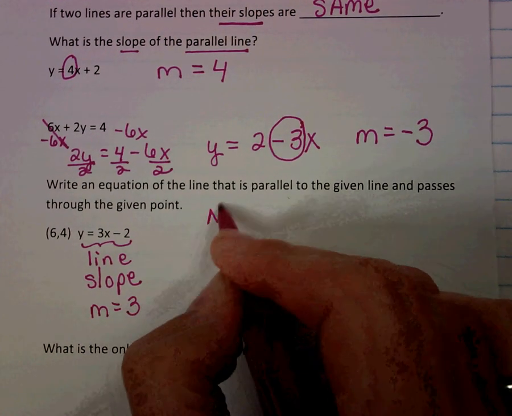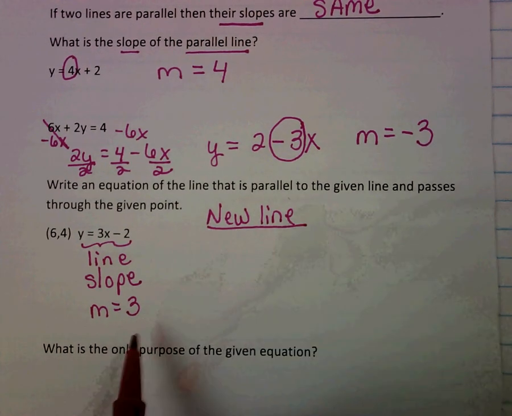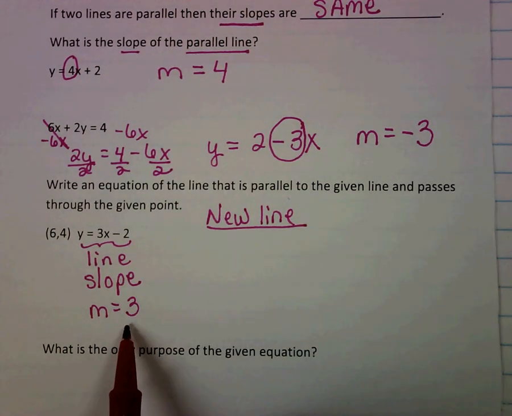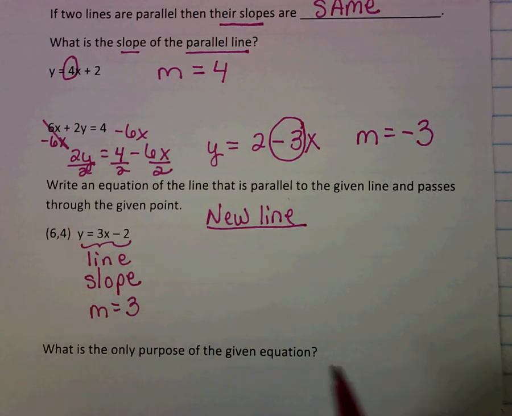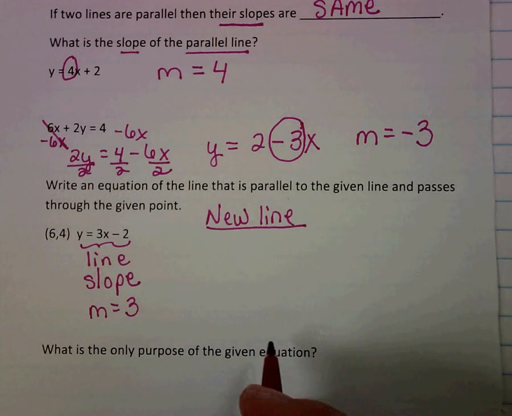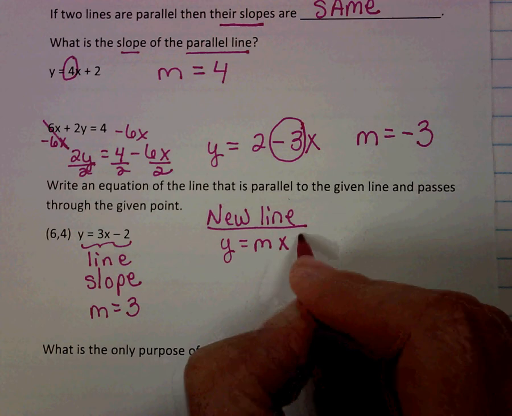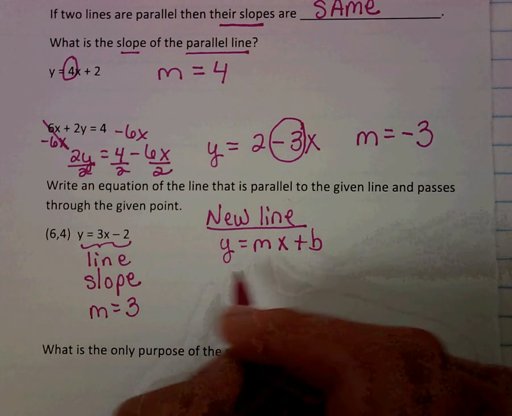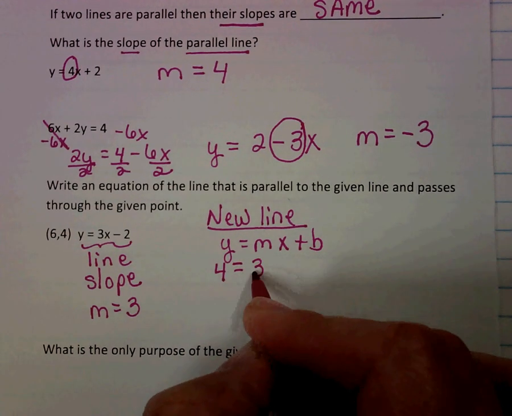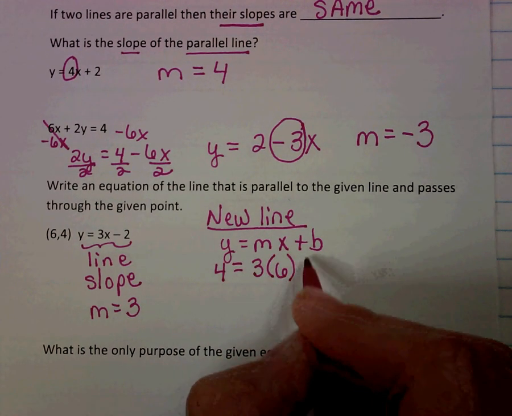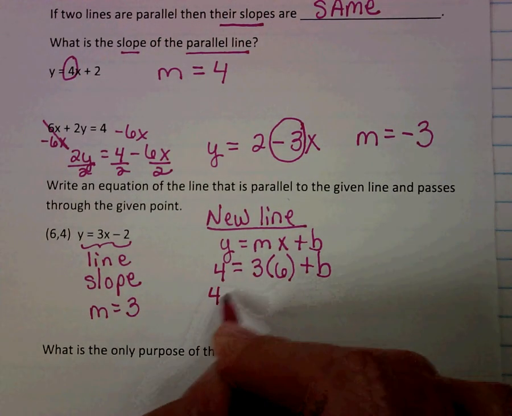And so now we're going to write the equation of our new line. We know the slope is going to be 3 because it's going to be the same, and we know that our new line passes through the point 6, 4. So I'm going to write this in slope-intercept form. I'm going to take y equals mx plus b. I'm going to plug in the point, 4 for y, 3 for the slope, 6 for x, and I'm going to solve this equation for b, or my y-intercept.